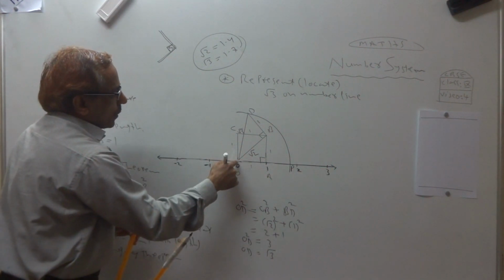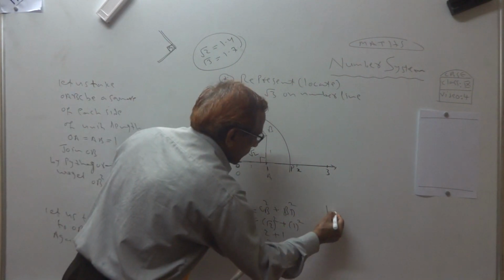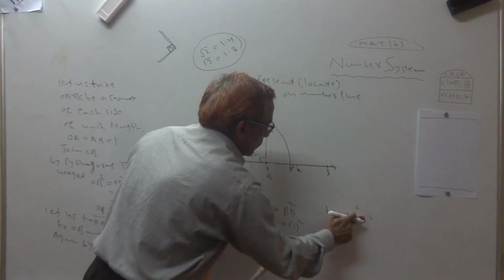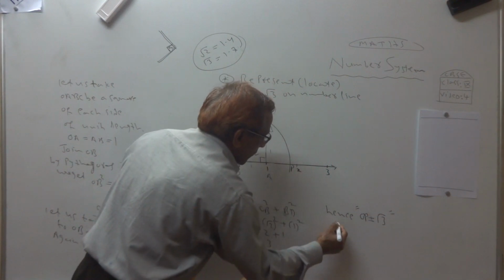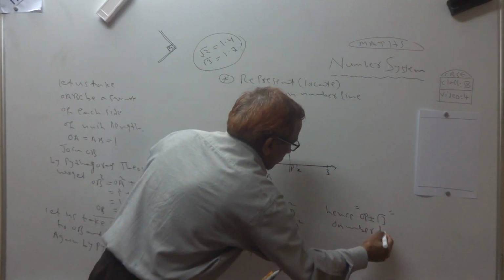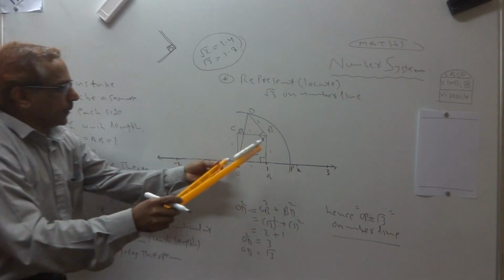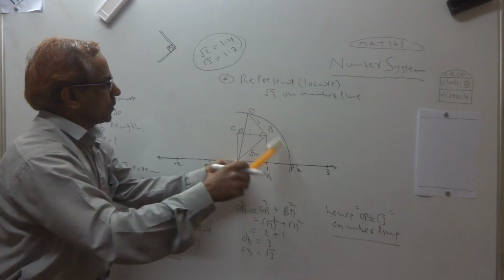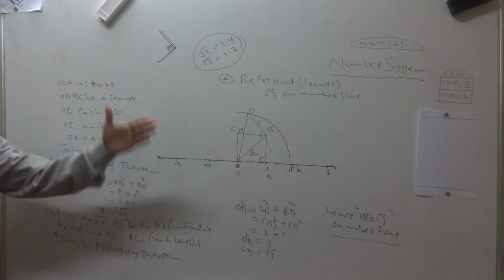Hence OP is equal to root 3. You can write OP is equal to root 3 on the number line. This OP will be the same as root 3. Got it? So this is the method for root 3.